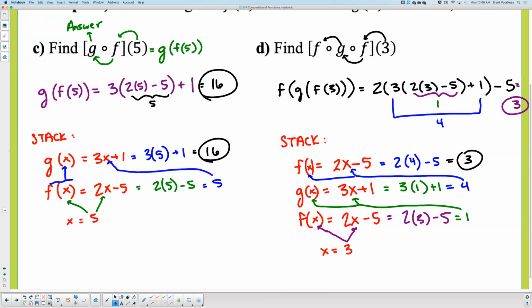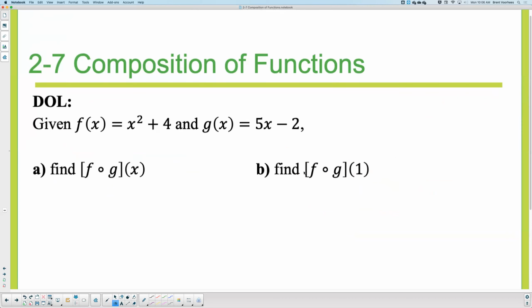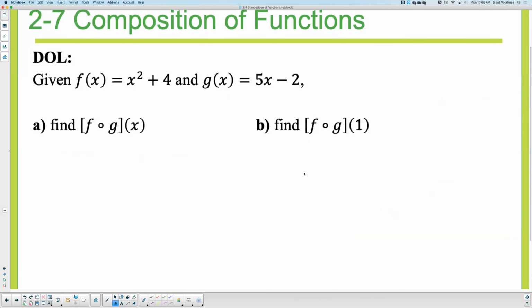So as you get more complex with your functions, I would definitely recommend stack. You don't have to use stack, but I'd recommend it. Which takes us to our second DOL. All right, your turn. I want you to work through these two.